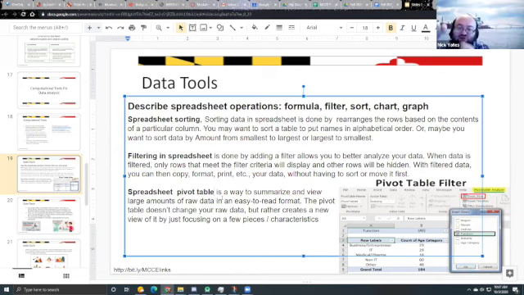It creates a new view just by focusing on certain rows or certain columns or certain aspects of your data.